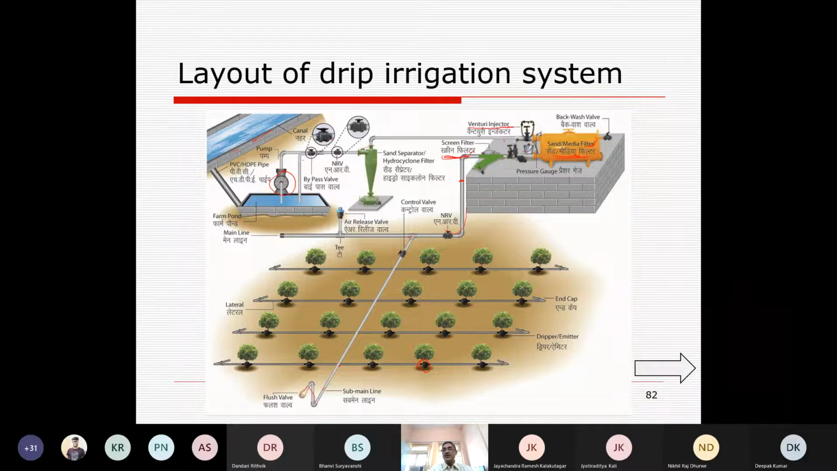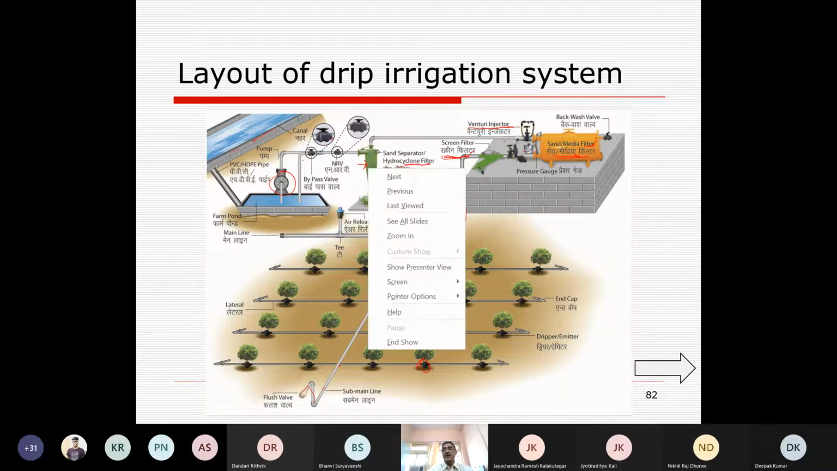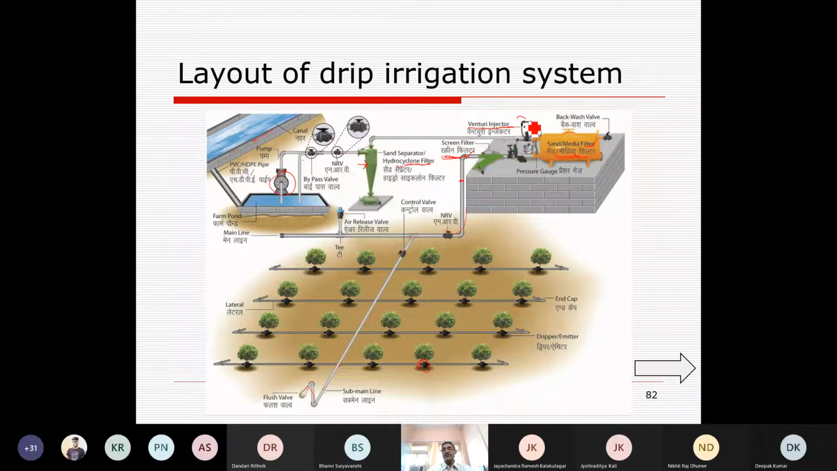So we are using a Venturi injector, and the Venturi is generally placed after the hydrocyclone filter, meaning the first level of impurities is removed, then the fertilizer is injected, and water along with fertilizer goes to the sand media filter, and from there to the screen filter, and then a disc filter or plate filter. After those 4 levels of filtration, it goes to the main, sub-main, and then laterals, and finally water along with this fertilizer is supplied to every plant.